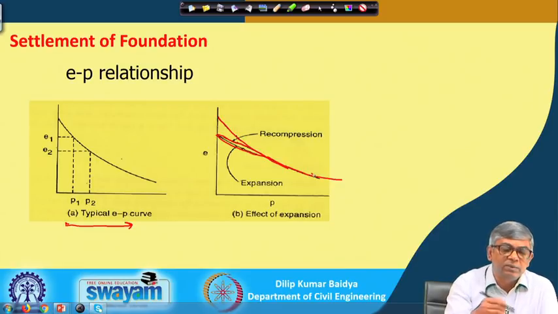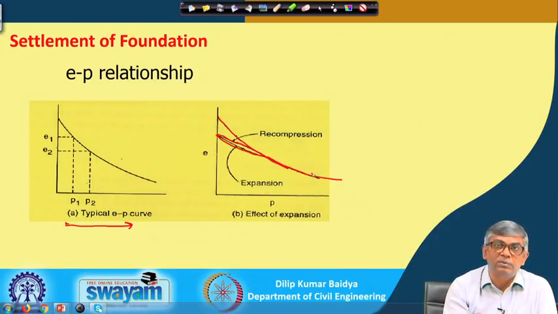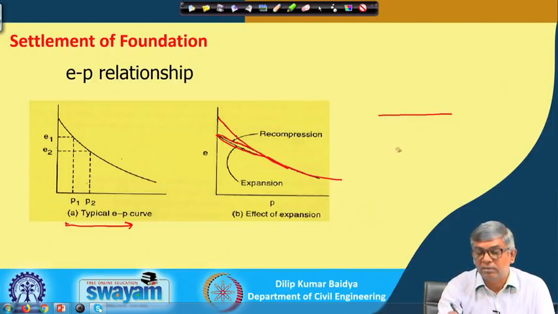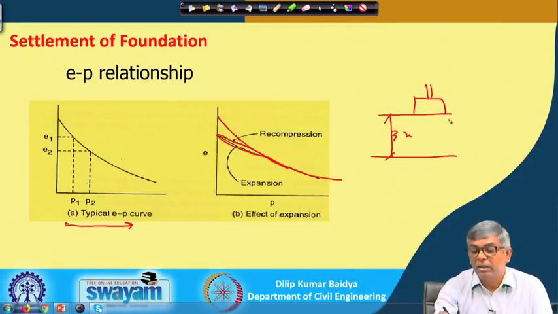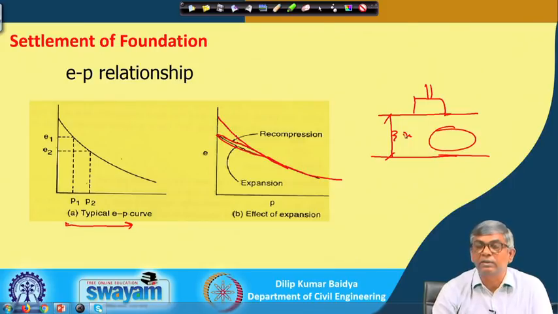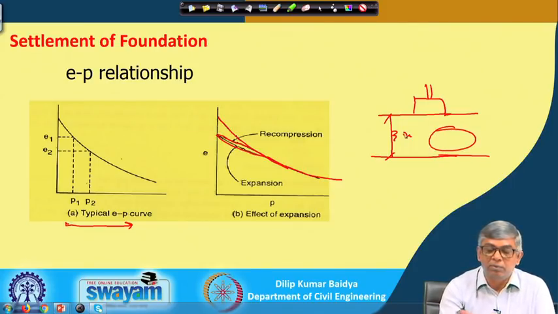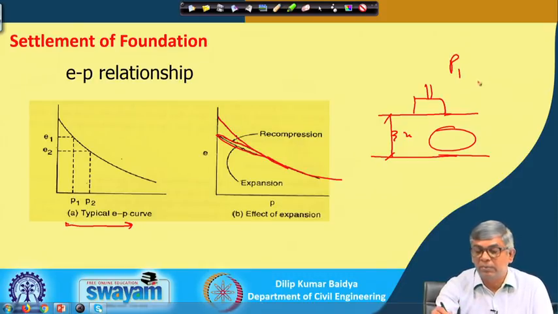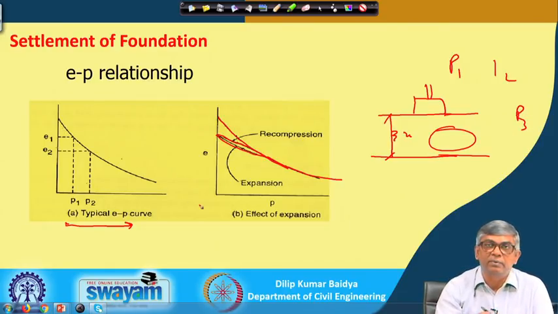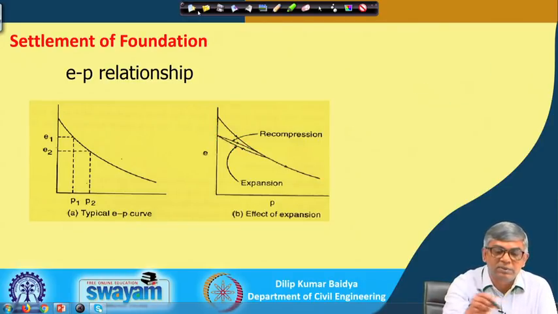This is the change of void ratio with respect to change of pressure. By observing this, how do we find the total consolidation? Suppose the layer is several meters thick, say 3 meters, and a footing is put here. Because of this, what will be the total settlement? If I apply P1, there is some void ratio; if I apply P2, some other void ratio. From that behavior I can estimate the total settlement, which I will see subsequently.